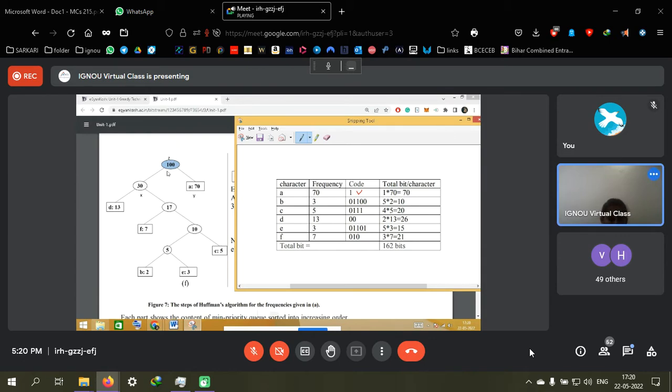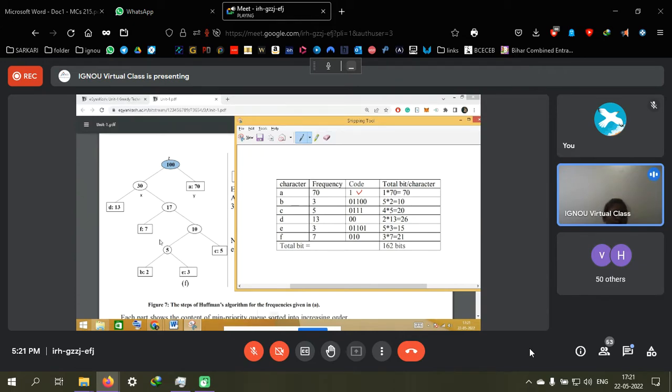For C, where is C? Here. So this is 0, 1, 1, 1. So here is 0, 1, 1, 1. For D, this is 0, 0. So here it's 0 and 0.